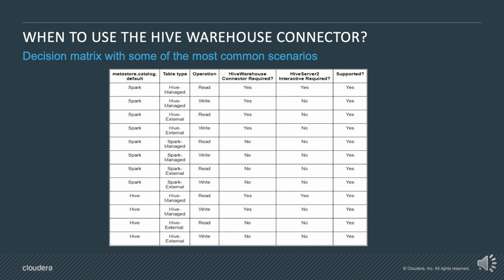On the other hand, let's imagine that metastore.catalog.default is set to Hive, and we wanted to access a Hive external table to perform either a read or write operation. Then we will need neither the Hive Warehouse Connector nor the LLAP service enabled.